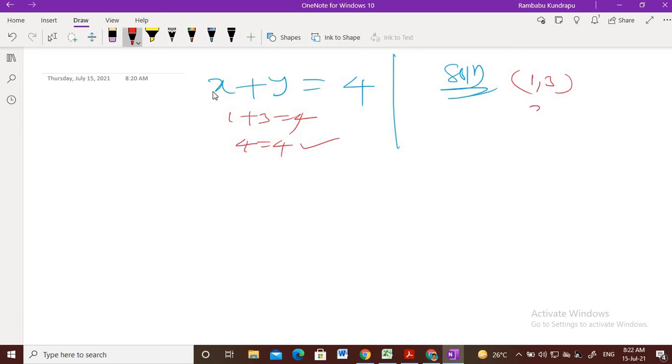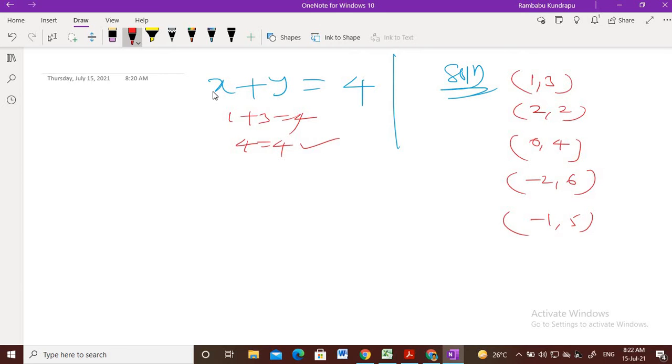So (1, 3) is a solution, like (2, 2) is a solution, (0, 4) is a solution. Say any numbers: (-2, 6) is a solution, (-1, 5) is a solution. Like that there are infinite number of solutions for this equation x plus y is equal to 4.